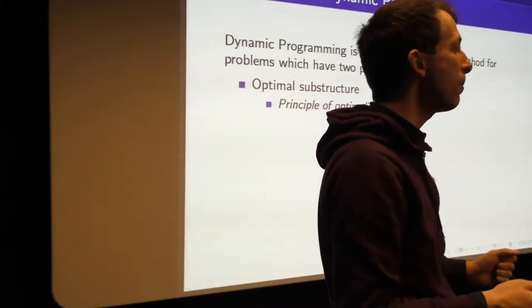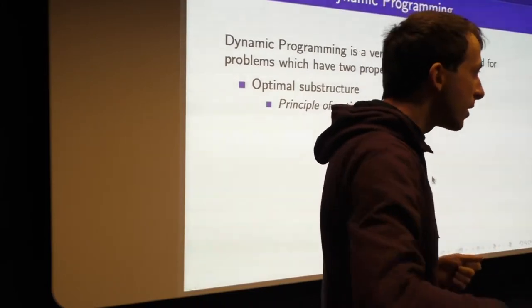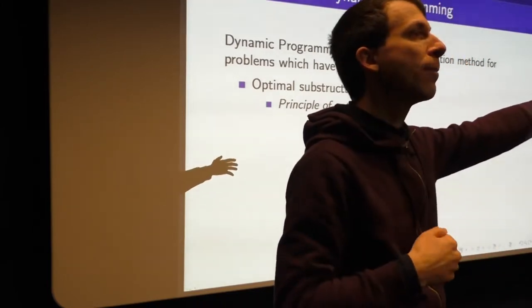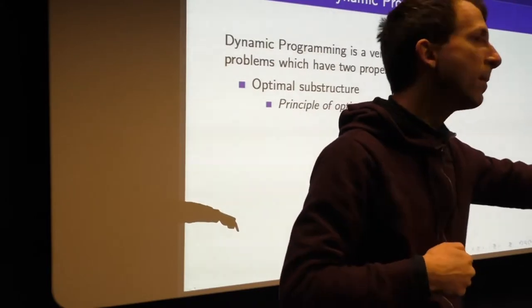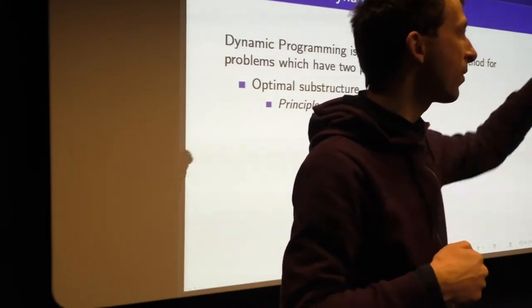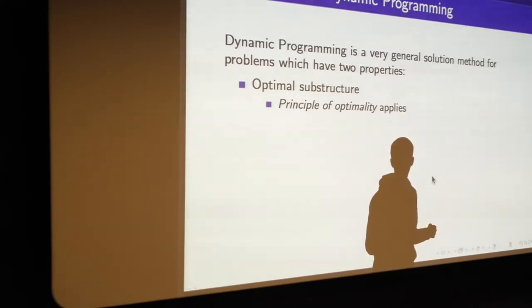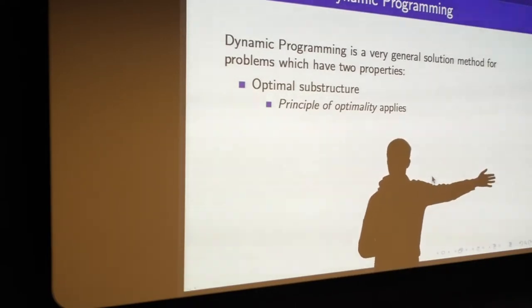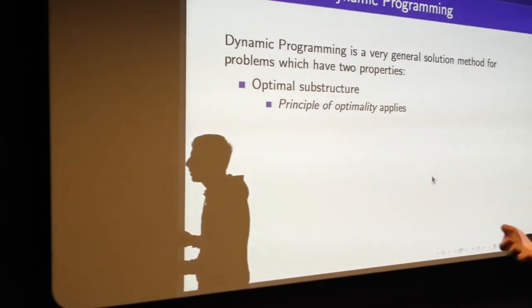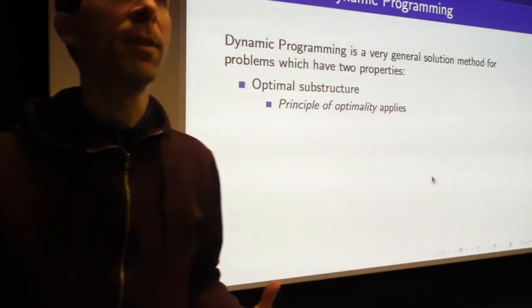So the canonical example is the shortest path. Right, the shortest path from here to that wall, I can break it down into some midpoint, and I can say the shortest path to the wall is the shortest path to that midpoint combined with the shortest path from the midpoint to the wall. Okay, that's an example of optimal substructure with a principle of optimality.